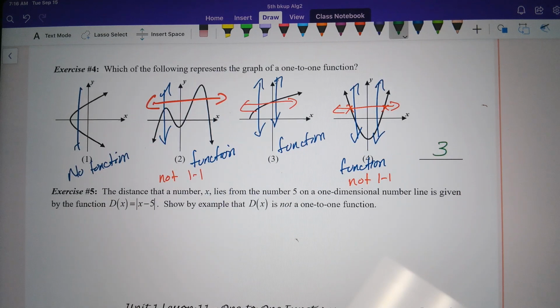Exercise 5. The distance that a number x lies from the number 5 on a one-dimensional number line is given by the function d of x is equal to the absolute value of x minus 5. Show by example that d of x is not a one-to-one function. So showing by example, that means we need to choose values for x.